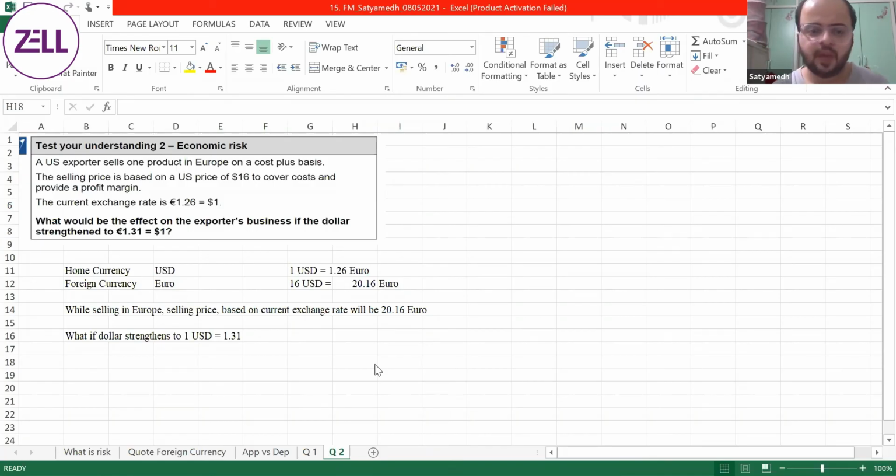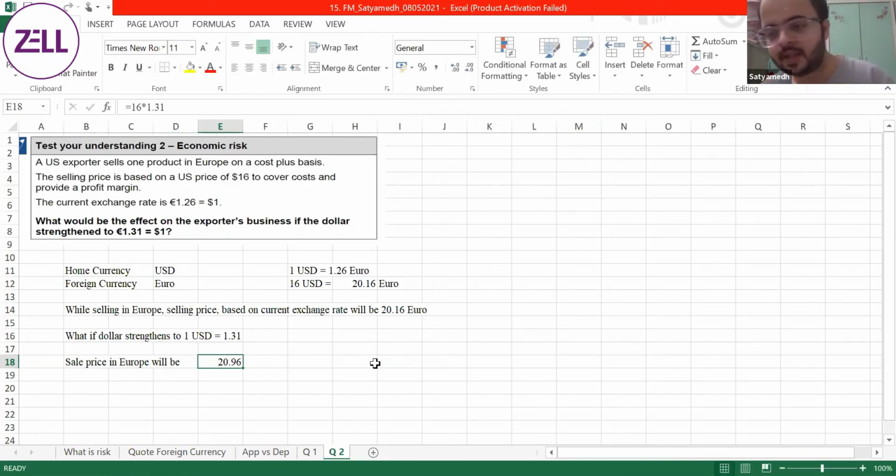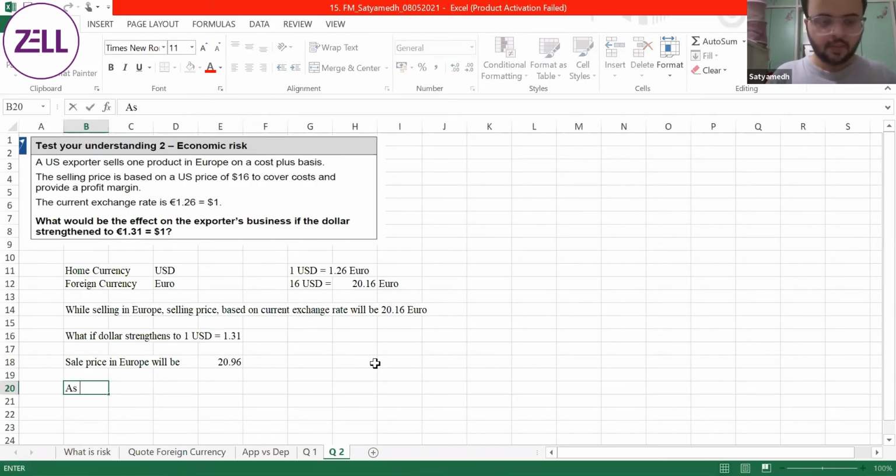Yes sir. Now, what if the dollar strengthens to 1.31? Sale price in Europe will be 16 into 1.31, 20.96. Now we know that as the price increases, the quantity demanded decreases. Correct? When the price increases, the quantity demanded decreases. ये price change जो हो रहा है commodity का, that is not because of any other factor. It is simply because आपका foreign exchange rate में fluctuation आ रहा है. So when this happens, the commodity will become more expensive in Europe, so less people will buy it.